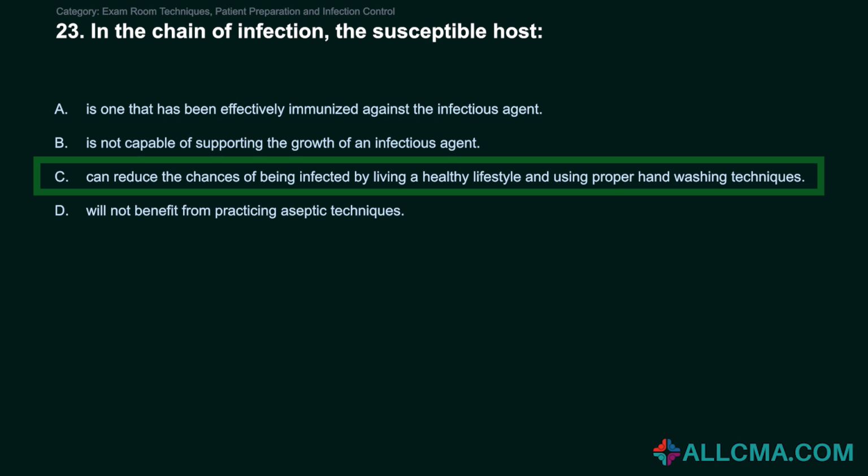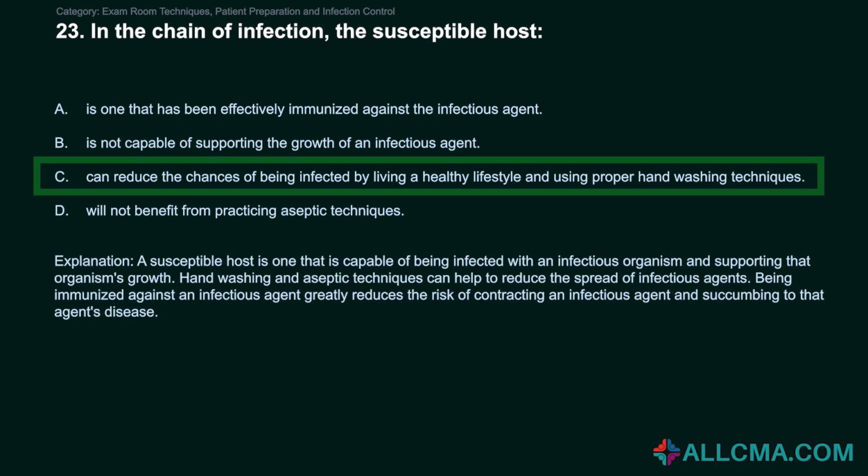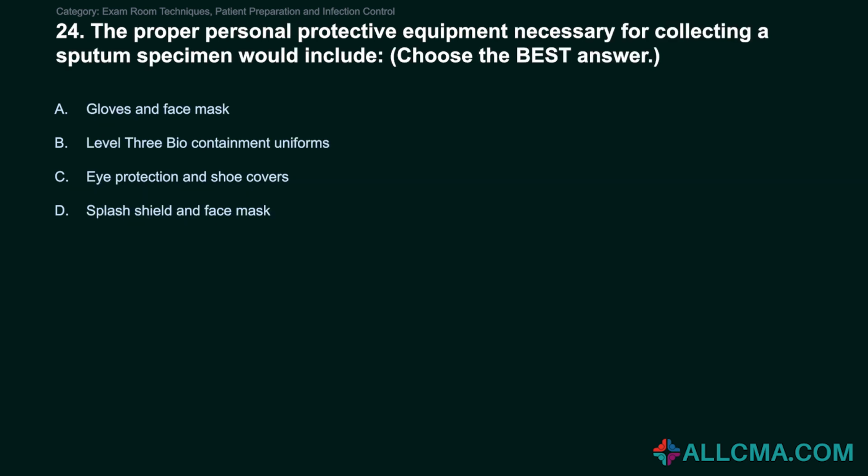Correct answer: C. Can reduce the chances of being infected by living a healthy lifestyle and using proper hand washing techniques. A susceptible host is one that is capable of being infected with an infectious organism and supporting that organism's growth. Hand washing and aseptic techniques can help to reduce the spread of infectious agents. Being immunized against an infectious agent greatly reduces the risk of contracting an infectious agent and succumbing to that agent's disease.